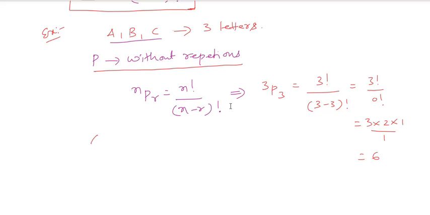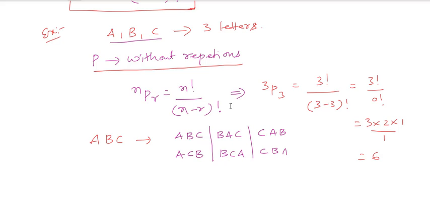What are the possible cases I am having here? I will go with A, B, C. Next ACB, then BAC, next BCA, and the last ones are CAB and CBA. So there are 6 possible ways to arrange these 3 letters without repetition. Am I right or not?